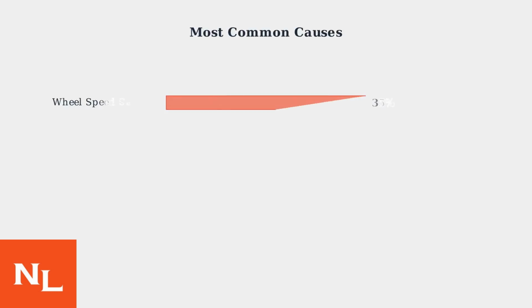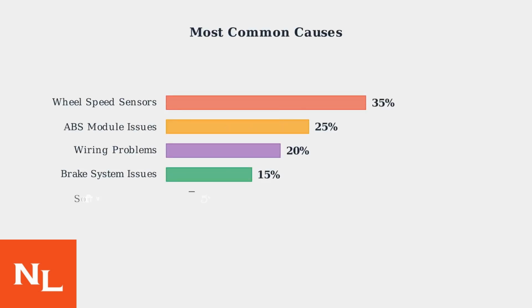Based on repair data, the most frequent causes are faulty wheel speed sensors at 35%, ABS module malfunctions at 25%, wiring issues at 20%, brake system problems at 15%, and software glitches at just 5%. Understanding these components helps identify problems.